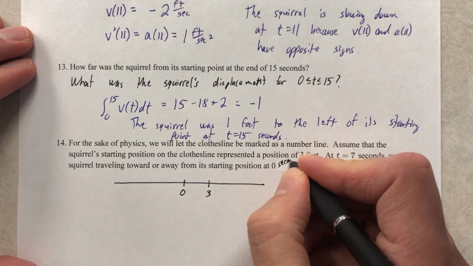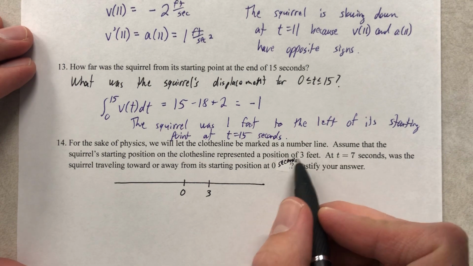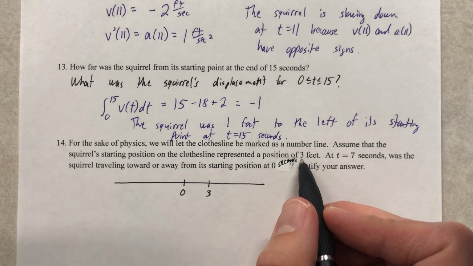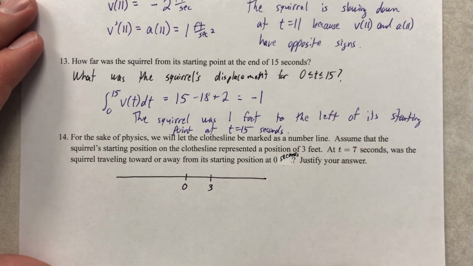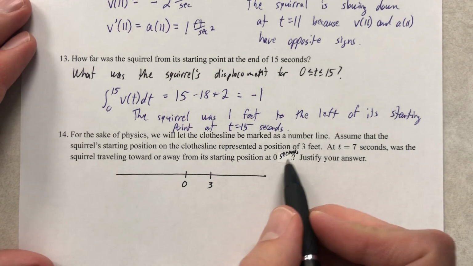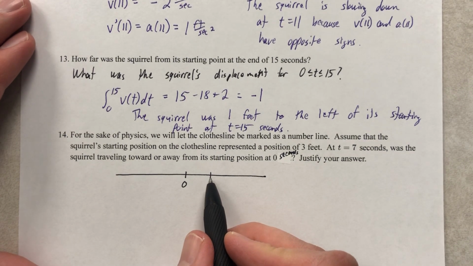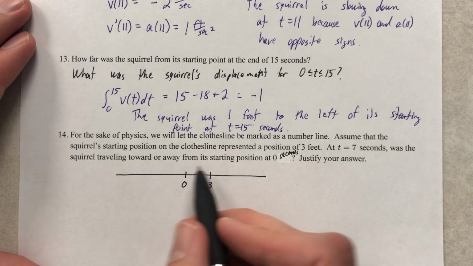So at 0 seconds, we were at 3 feet, or the squirrel. I wasn't there on the clothesline with the squirrel. I don't think that'd work very well. It might not work for a squirrel to run on a clothesline, but whatever. So at 0 seconds, the squirrel is at 3 feet. So at t equals 7 seconds, was the squirrel traveling toward or away from its starting position?